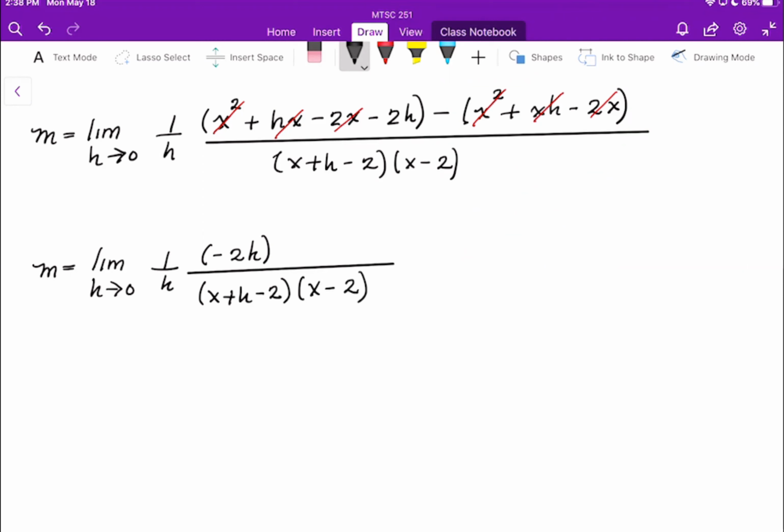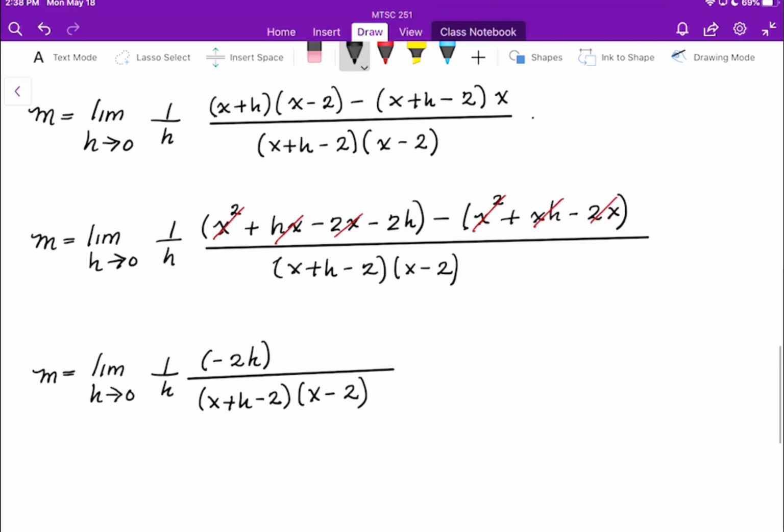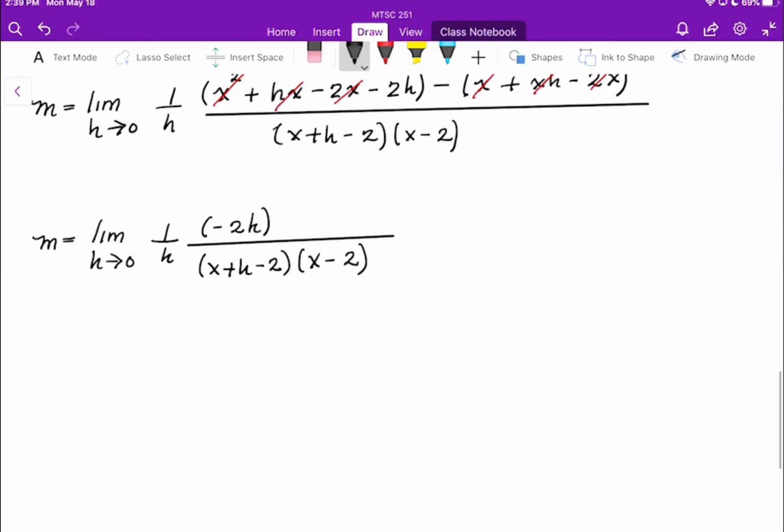So let's just double check. We had x squared plus hx minus 2x minus 2h. And then we had a negative x squared and negative xh and a positive 2x. So x squared and negative x squared add to 0. hx and a negative xh add to 0. And negative 2x and a positive 2x add to 0. So that's what we get.